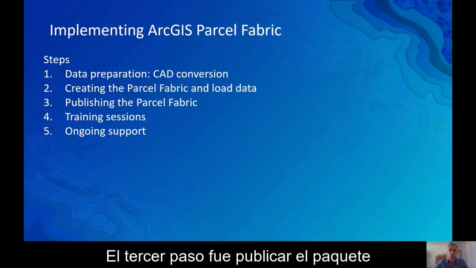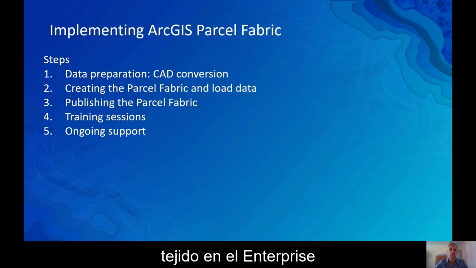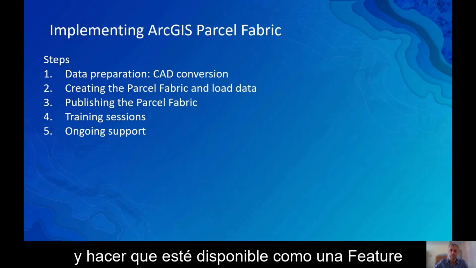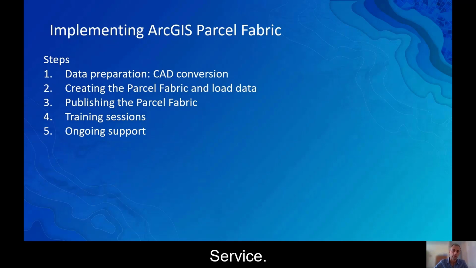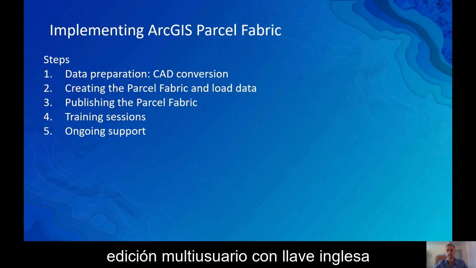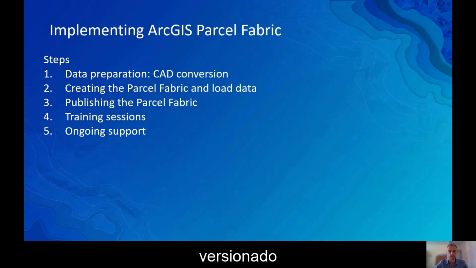The third step was to publish the parcel fabric into the enterprise environment and make it available as a feature service. And this, of course, opened up a lot of possibilities, such as the sharing of parcel information, creating web apps, and multi-user editing using branch versioning.